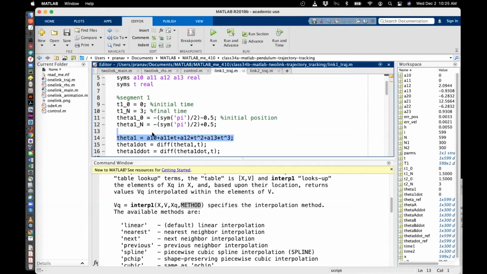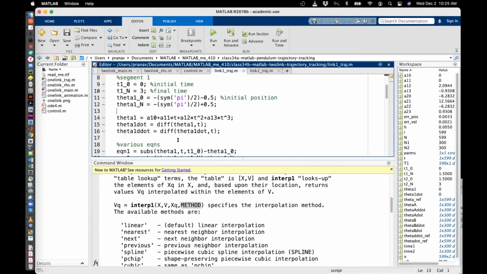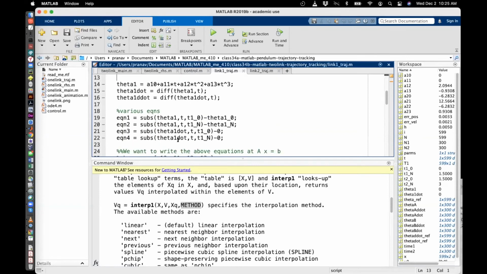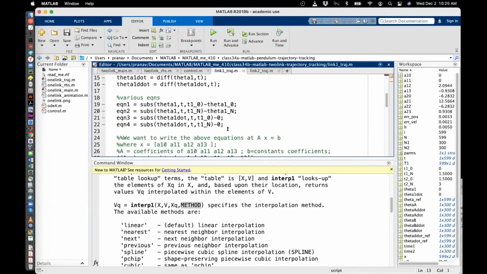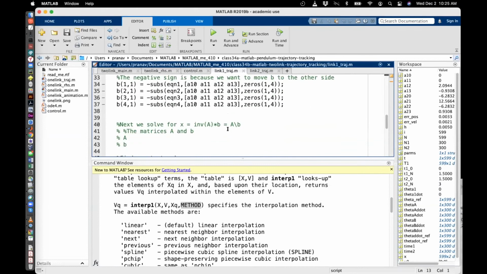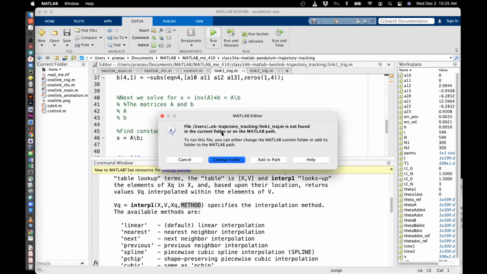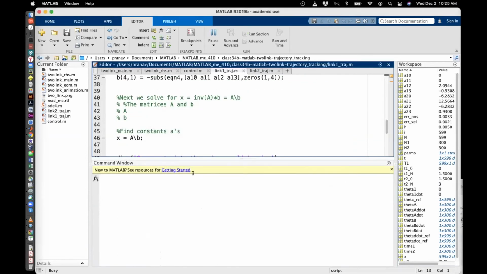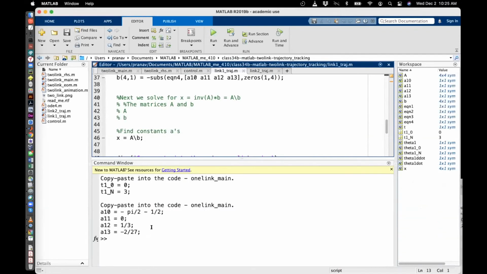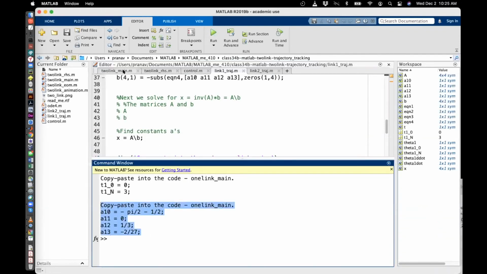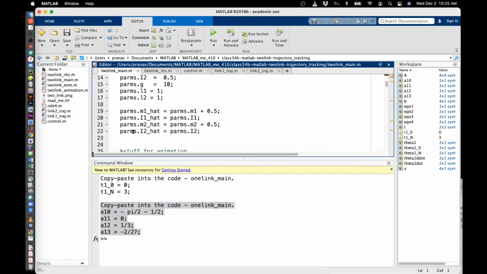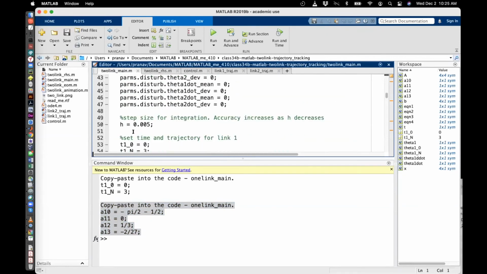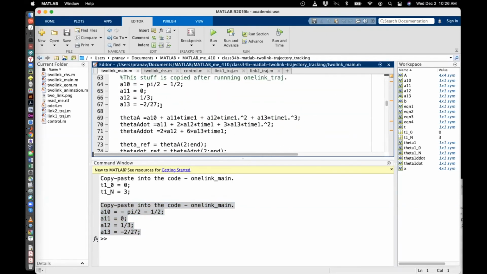Assume a third order polynomial for the first link, and since there's only one reference motion, I just have to find 4 coefficients. I run this and it will throw out 4 constants, which I then need to copy paste into link main. Okay, so I just separated those things out to make it easy. So that should be somewhere right here. Yeah, that's been copy pasted.